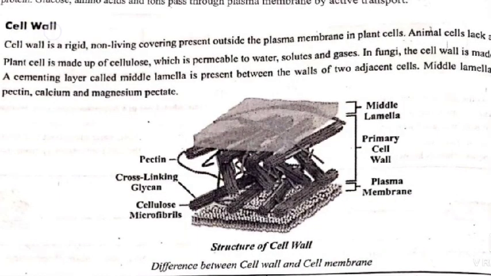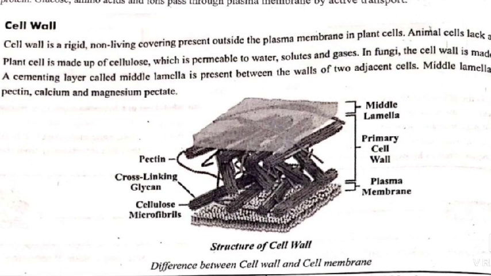Cell wall. The cell wall was discovered by Robert Hooke. The outermost but dead boundary of the plant cell is the cell wall. Bacteria, including plants, have a cell wall. The cell wall is a rigid non-living covering present outside of the plasma membrane in plant cells. Animal cells lack a cell wall. In plants, the cell wall is made up of cellulose, which is permeable to water, solutes and gases.